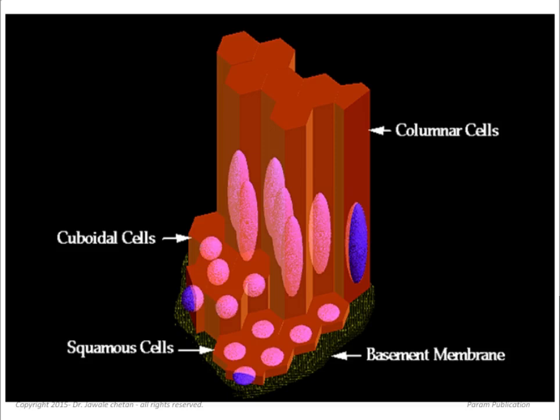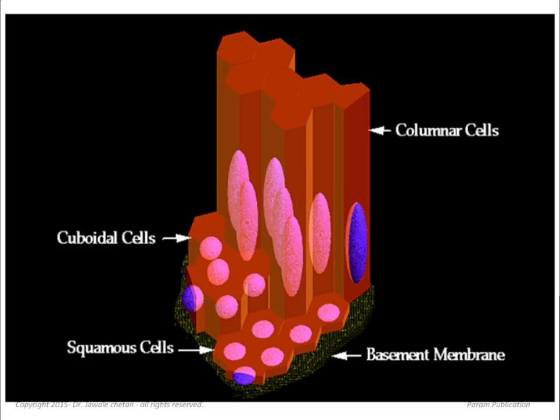And one more point we must take note of is the basement membrane. All these epithelial tissues are settled on a strong base, which is non-cellular and non-living, and it is called the basement membrane. You will not find any nucleus in that basement membrane, so it is non-living. So squamous cells are settled over this basement membrane.